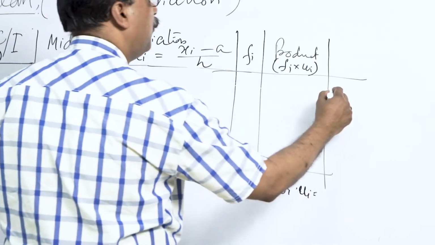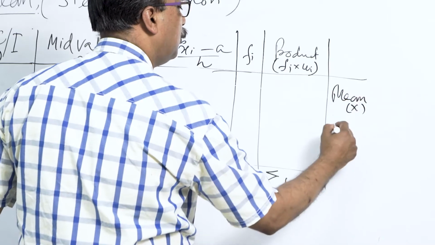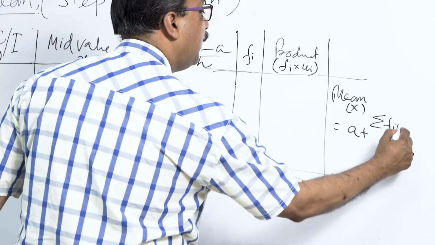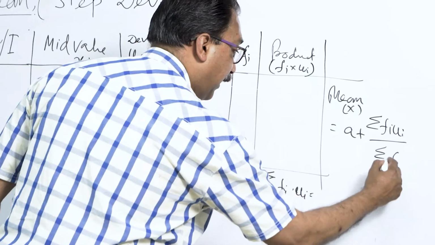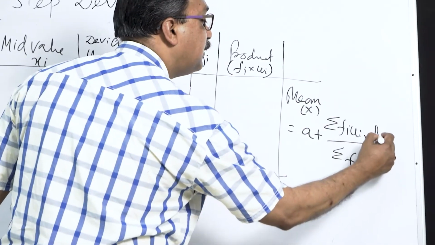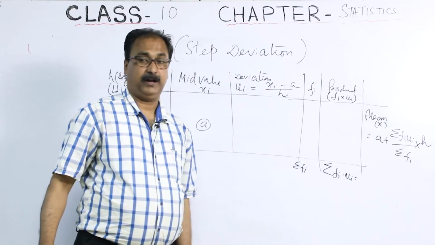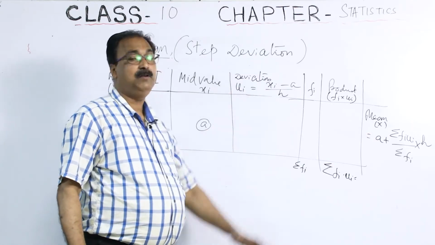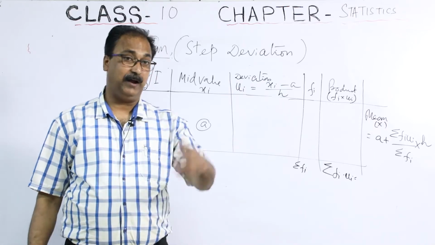Then apply the formula of mean by step deviation. X bar is equal to a plus sigma fi ui by sigma fi, the same formula as before when you wrote di. After that, one new inclusion for step deviation: multiply by h. That is the main addition in the step deviation method for the mean. Clear? Now we'll come to some examples. With an example, you will understand more.